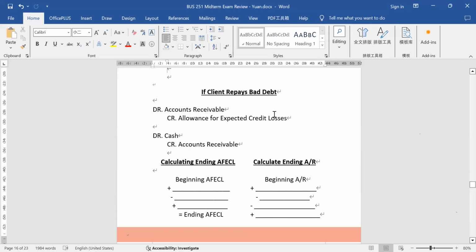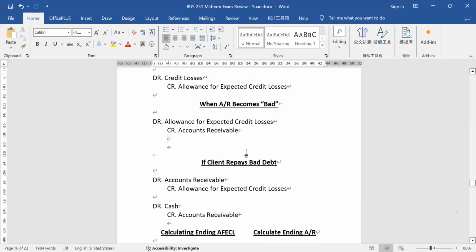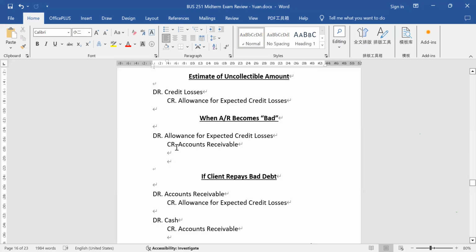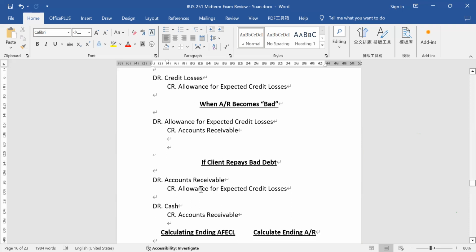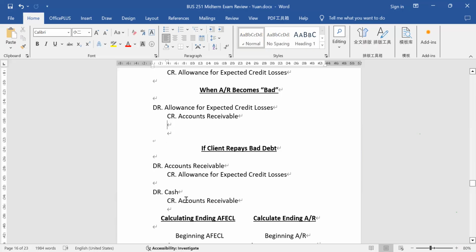Okay. So what if the client repays the bad debt? Then you have to reverse it, right? Because previously we debit AFDA and credit AR. And this time we debit account receivable to show that your account receivable goes up. And then you do the reverse one, you credit AFDA. And at the same time, they pay you back, you get cash, right? So you debit cash and credit account receivable. And of course, you can combine this together, but I recommend you write step by step.